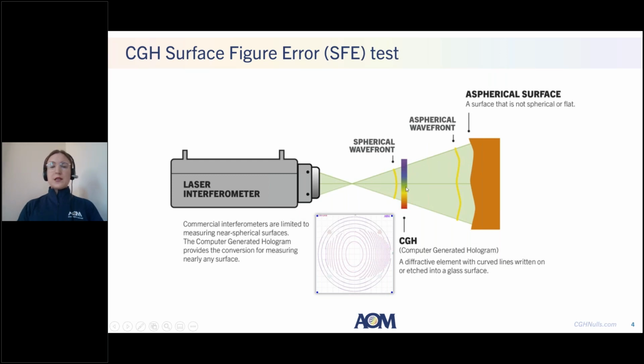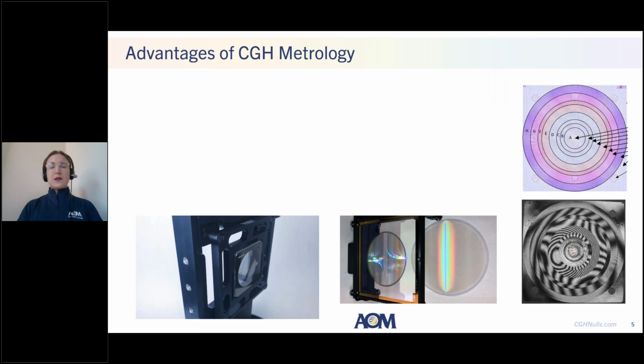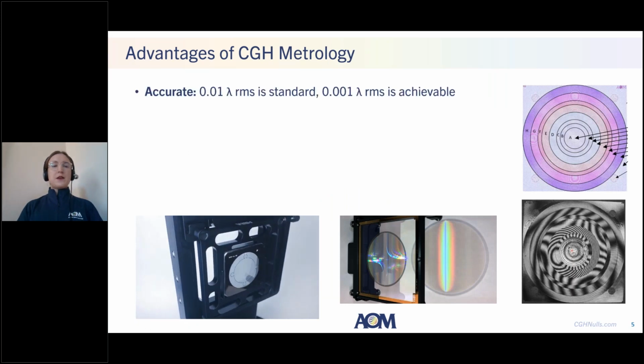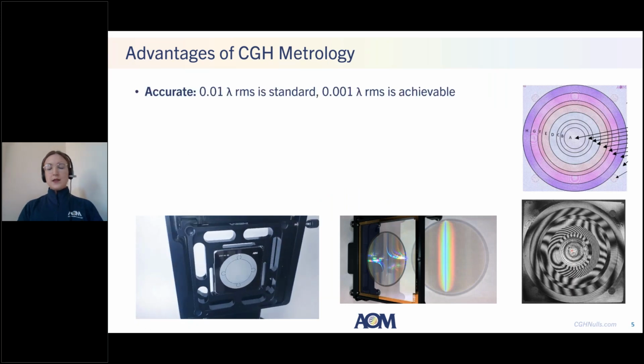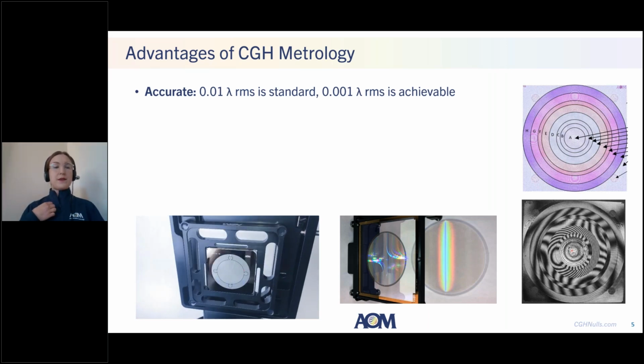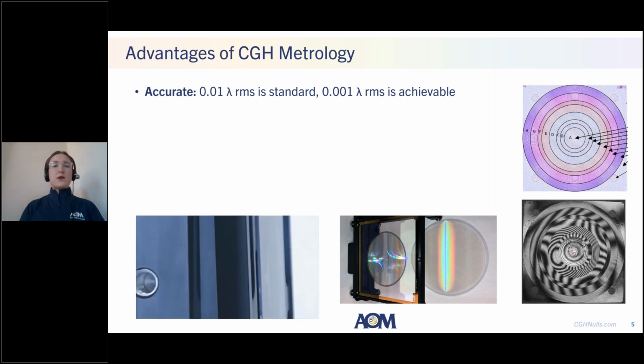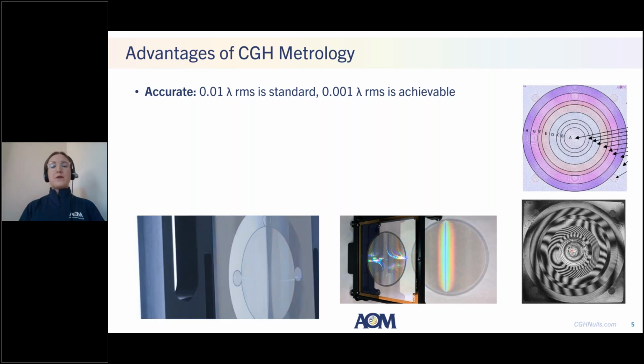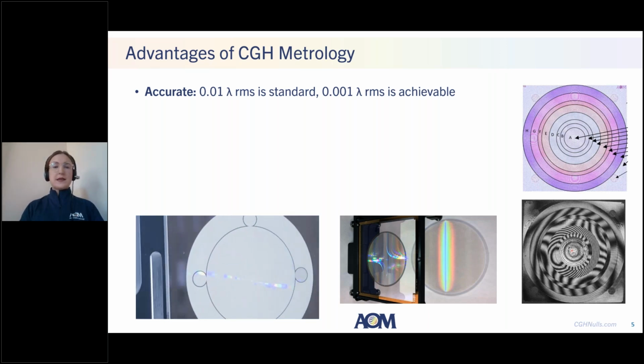So a CGH has many benefits. These include high measurement accuracy. The CGH accuracy can be down to 100th wave as a standard and 1,000th wave if we pay very close attention to the details.